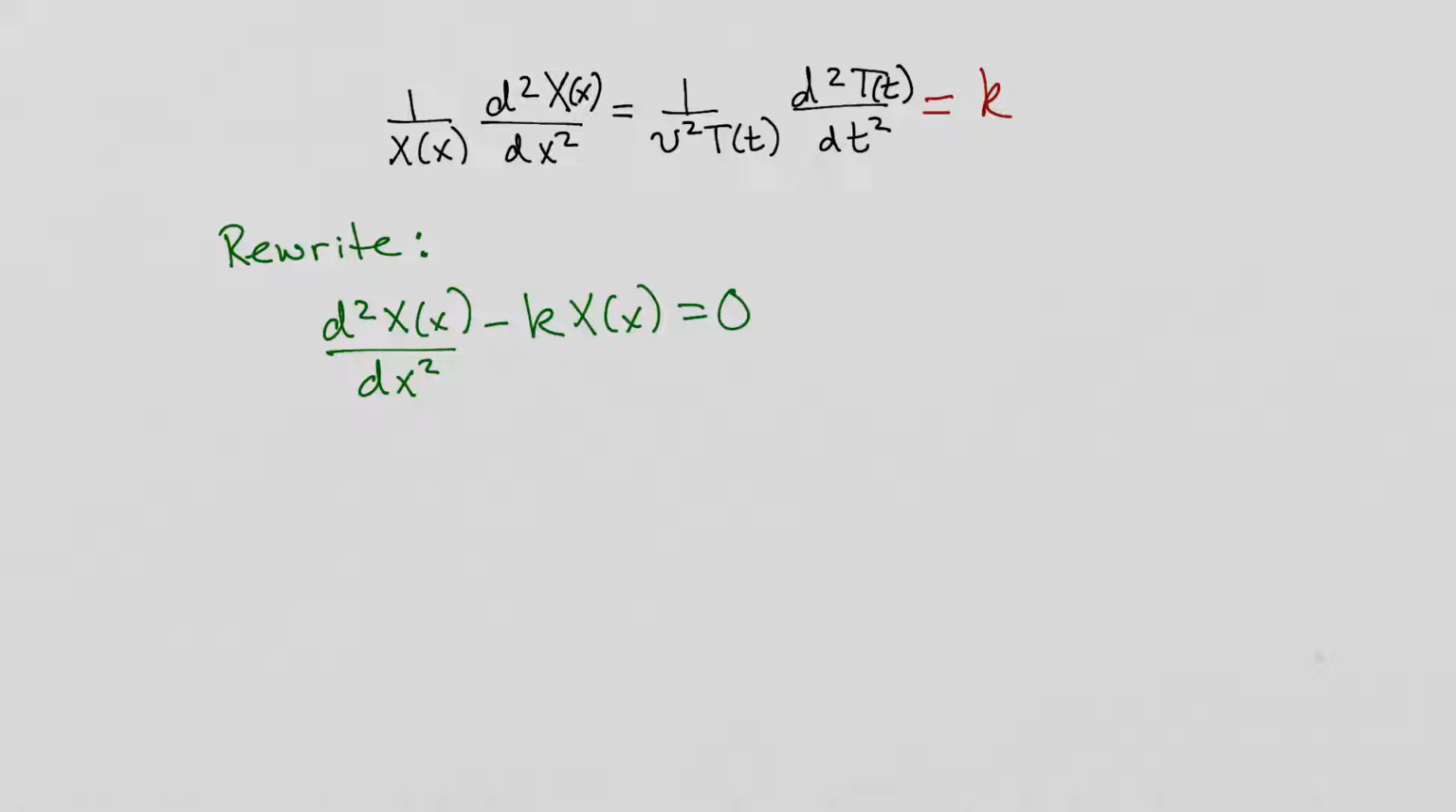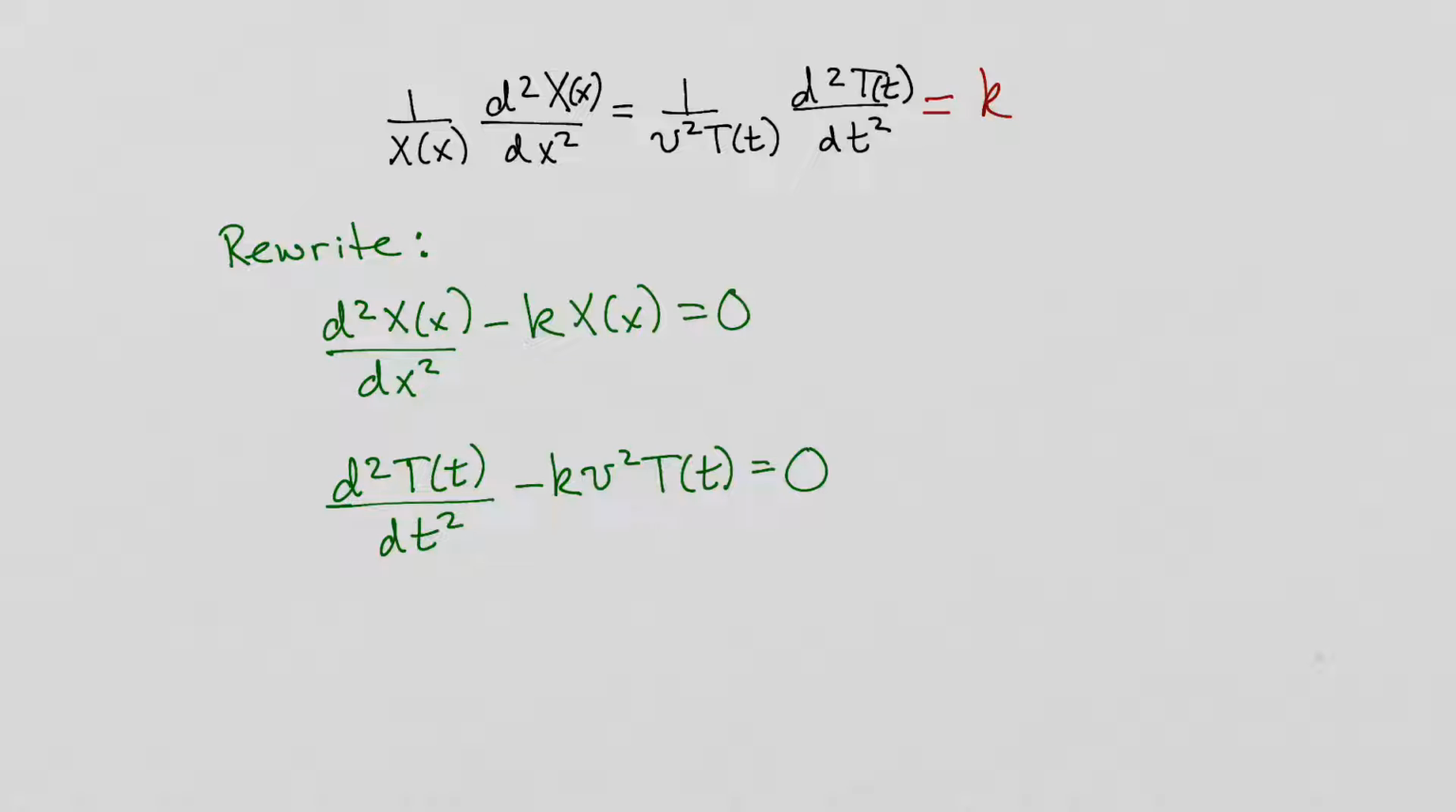Okay, and then we're going to do the same thing with the t part of our equation. So just rearrange that, get everything on the left-hand side, and you will end up with the following expression. Okay, so once again we now have our ordinary differential equations. We have one equation in terms of x and one equation in terms of t.